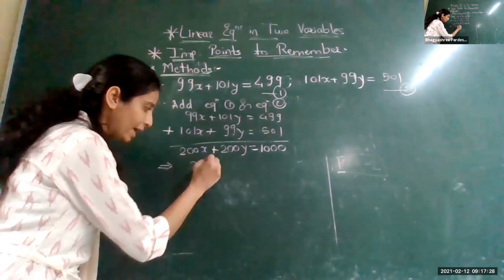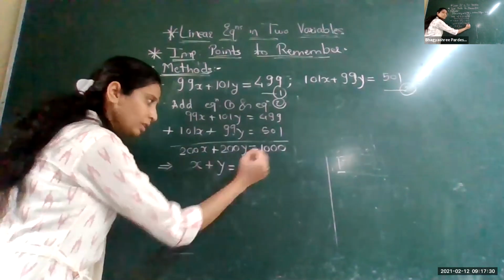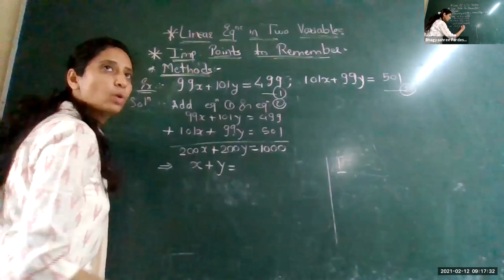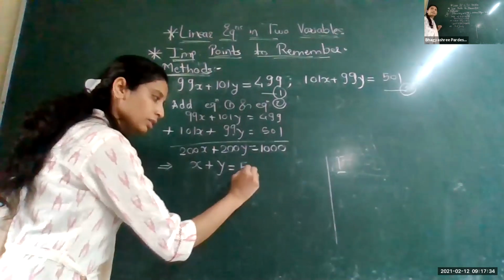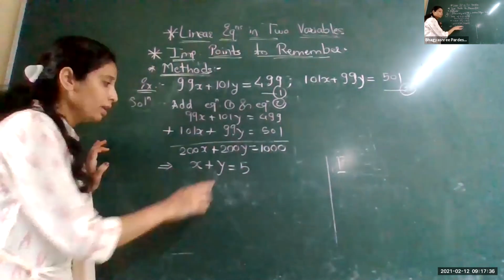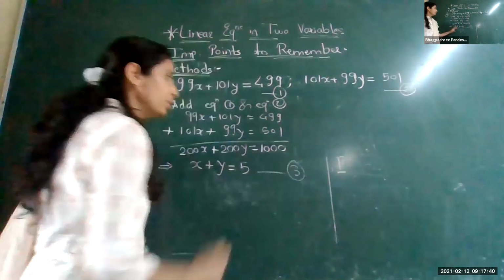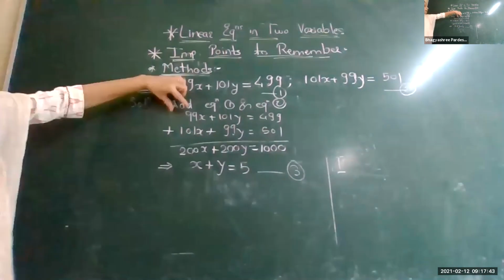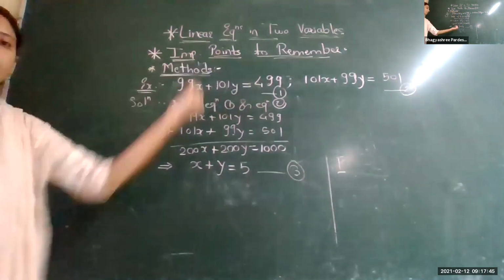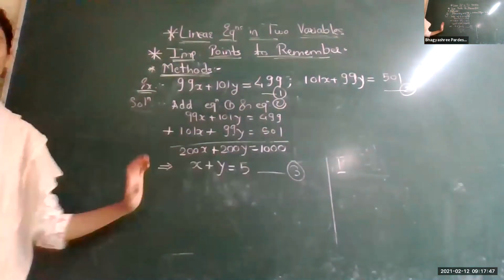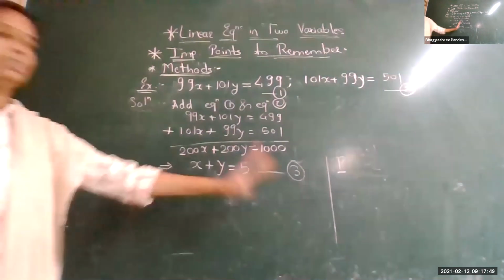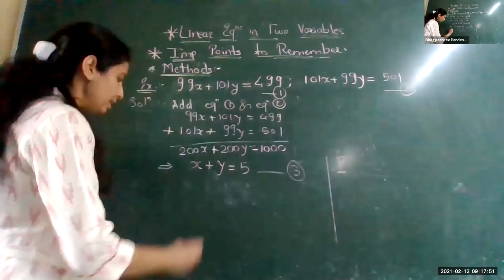So I get x plus y. 1000 divided by 200 is not 500, it is 5 only. Okay? So this is equal to 5. So now let's give this as equation number 3. Look here, from this difficult, complicated equation, it just simplified to x plus y is equal to 5, which is very easy to solve. Next, subtract the two equations.